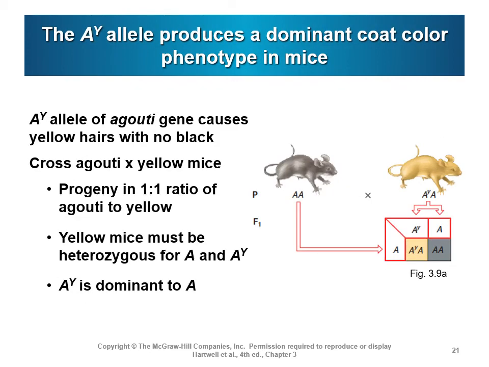A prime example is the A^Y allele of the agouti gene in mice. The A^Y allele of the agouti gene causes yellow hairs with no black. Crossing agouti and yellow mice yields a 50-50 ratio of agouti and yellow. Therefore, we can assume that yellow must be heterozygous for A and A^Y, with A^Y dominant to A, as can be determined by producing the F1 and F2 progeny, as we have already seen.